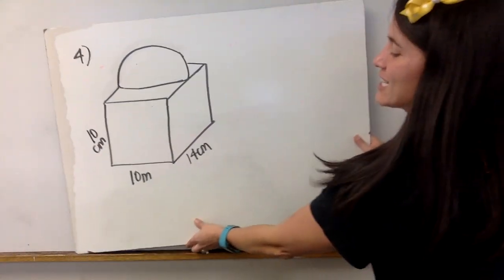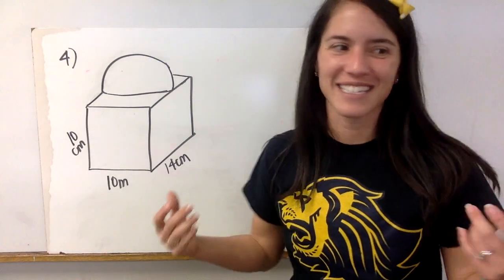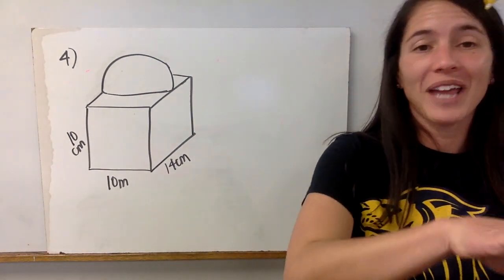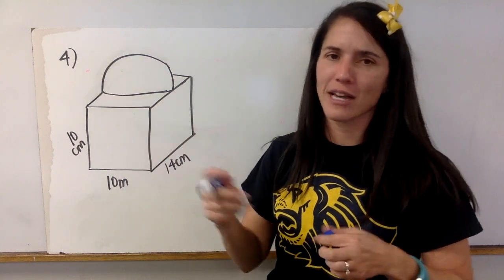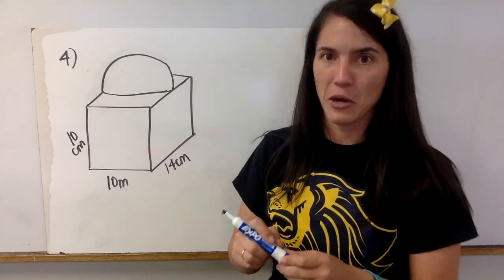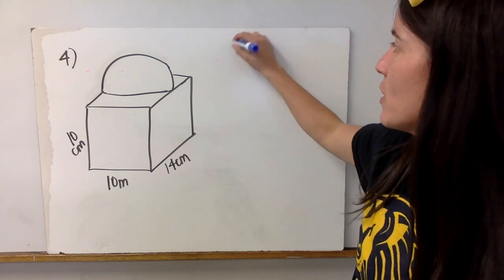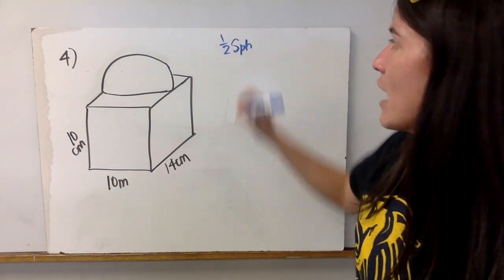All right, example number 4. I like this one. I don't know, my drawing is not great, but for some reason I like the shape. Here we have a rectangular prism on the bottom and then a half a sphere on top. Kind of looks like a dome. So let's talk about the sphere, the half sphere.